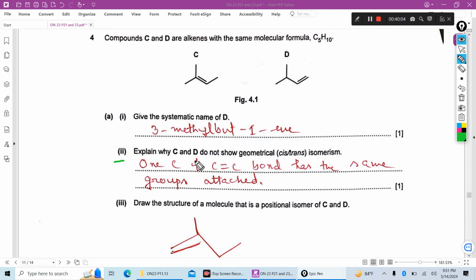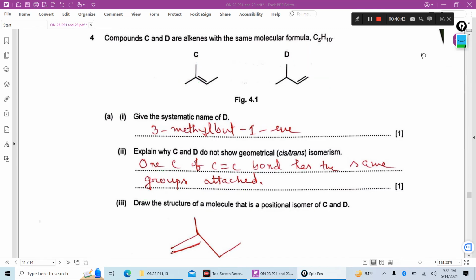Number 2, explain why C and D do not show geometrical, meaning cis trans, isomerism. In C and D, one carbon of the carbon-carbon double bond contains the same group. So this carbon contains 2 hydrogens, same group, so it will not show geometric isomers, and this carbon also has the same group CH3, CH3, so it will not show geometric isomers.